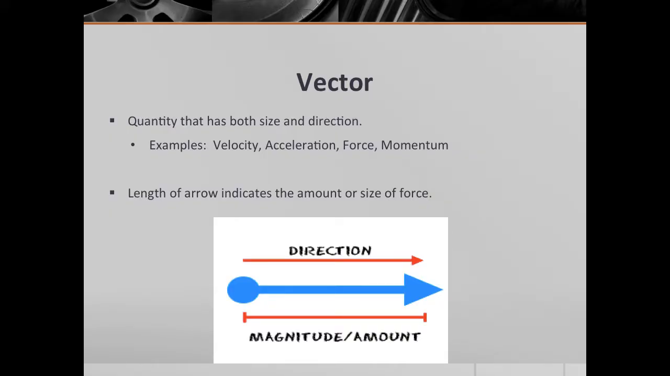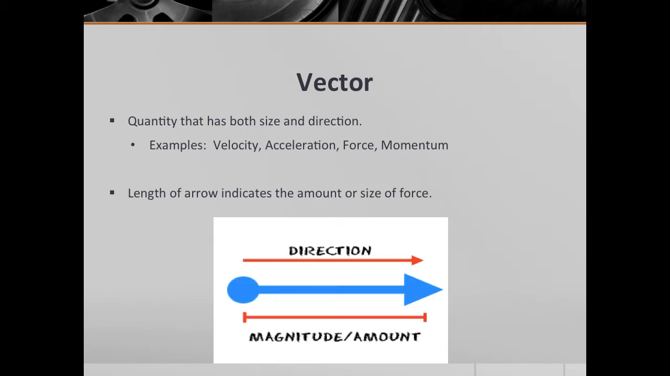A vector is a quantity that has both size and direction. Examples of vectors include velocity, acceleration, force, and momentum. The length of the arrow indicates the amount or size of the force.